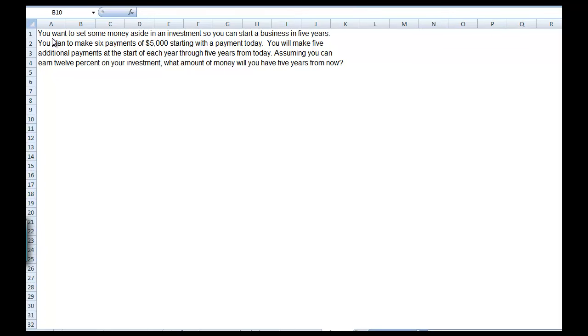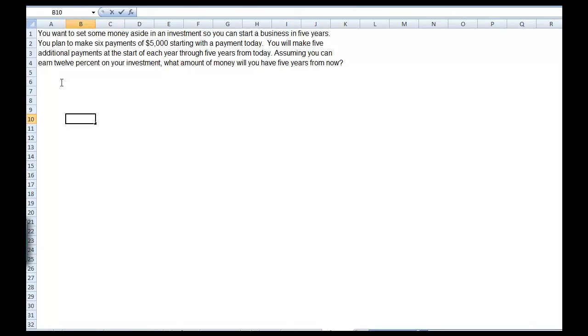So we have this problem that says you want to set some money aside in an investment so you can start a business in 5 years. You plan to make 6 payments of $5,000 starting with a payment today. You make 5 additional payments at the start of each year through 5 years from today. Assuming you can earn 12% on your investment, what amount of money will you have 5 years from now?